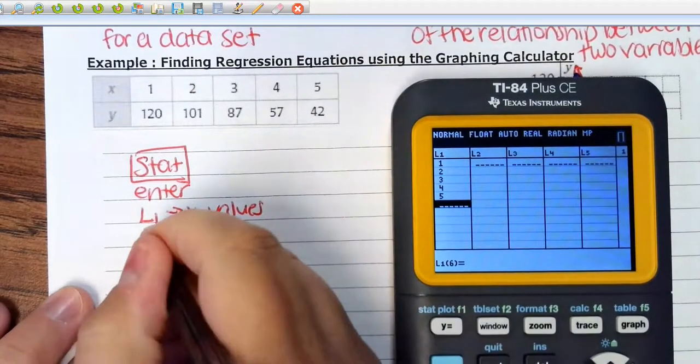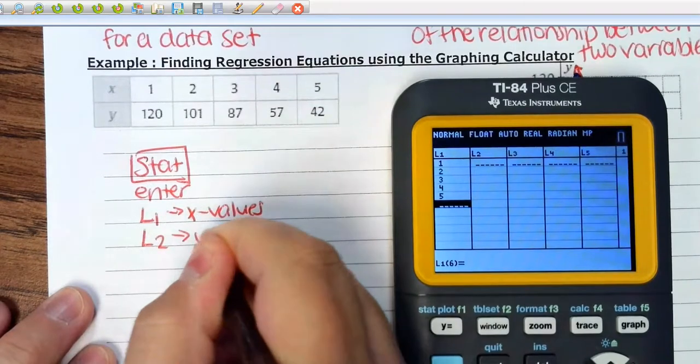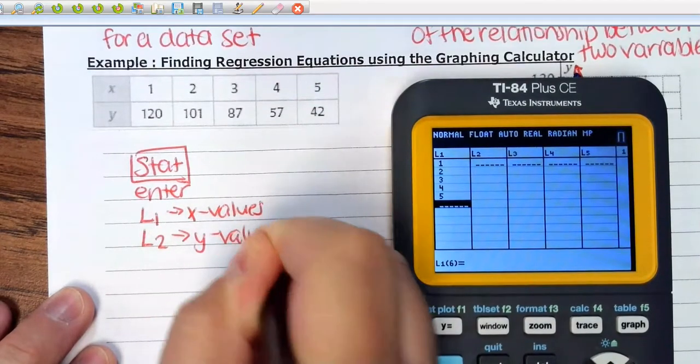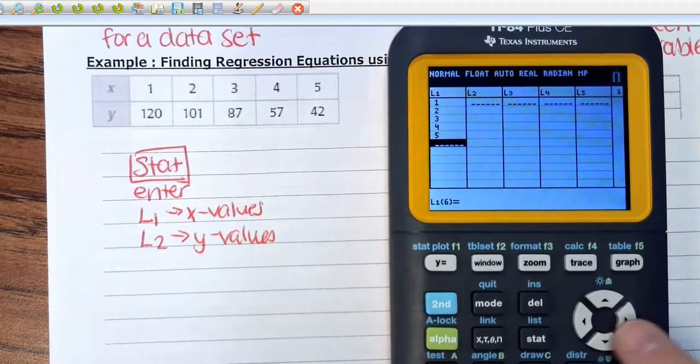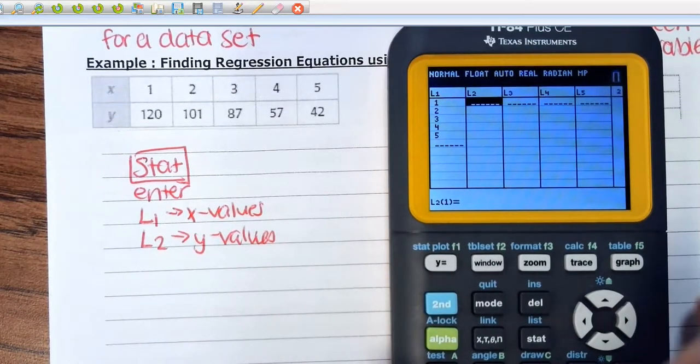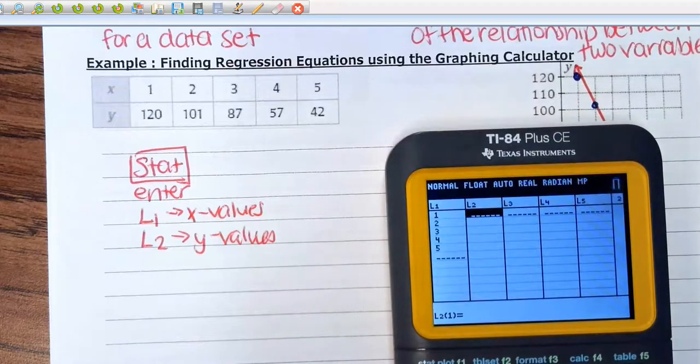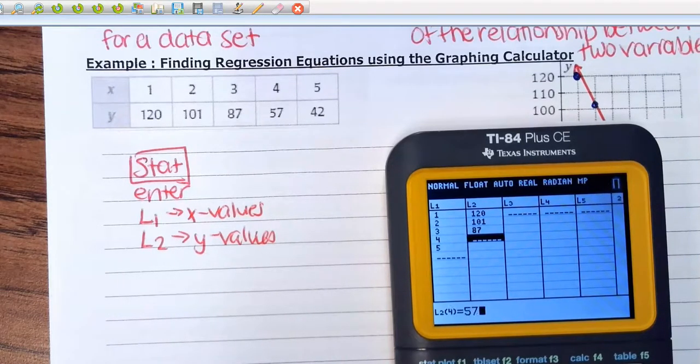And for list 2, that's where you're going to put those Y values. Now to get to that, I'm just going to use these arrow keys right here, go right over to the next column and put in the matching Y values. So the 120, 101, 87, let's see, 57, and 42. Okay, so we're entering those data values.